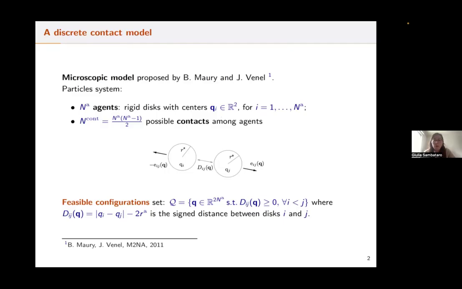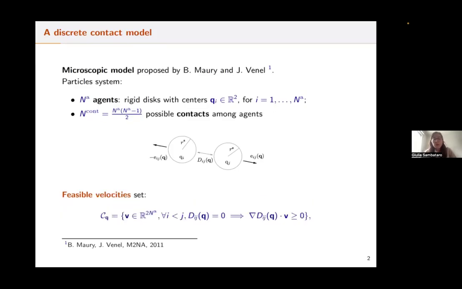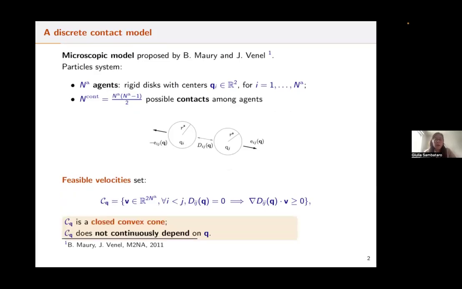So to avoid collisions that you cannot avoid in principle, positions have to belong to a feasible configuration set, curly Q, that is written in terms of signed distance among agents. And this distance has to be non-negative. We can also express the same constraints in terms of velocity, as follows. When agents touch each other, we have a contact, and so they have to move away to separate. This set C_q is a closed convex cone, and we also remark that it is not continuously dependent on q, on the positions, and that makes the problem more difficult.